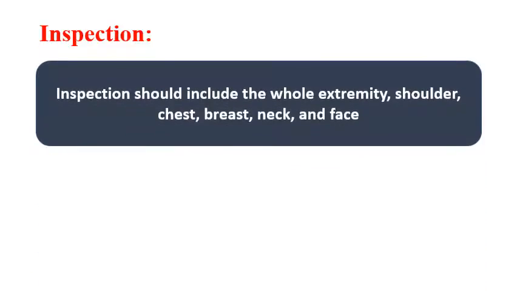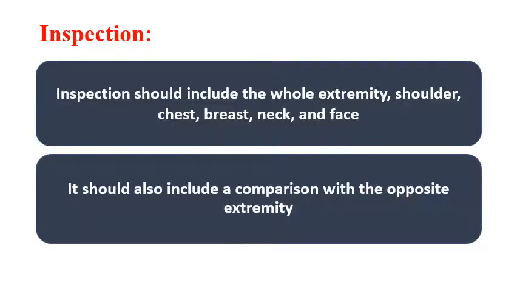First, inspection. To start with the inspection, as usual, we have to know two rules. The first rule: the inspection should include the whole extremity, starting from the chest, shoulder, breast, neck and face, and the arm, forearm, and the hand. This is the first rule. The second rule: you should compare both extremities, both upper limbs with each other. Why? We are going to explain this later.